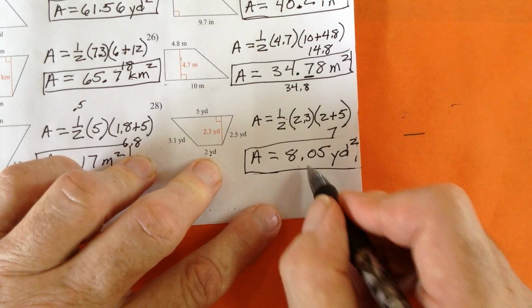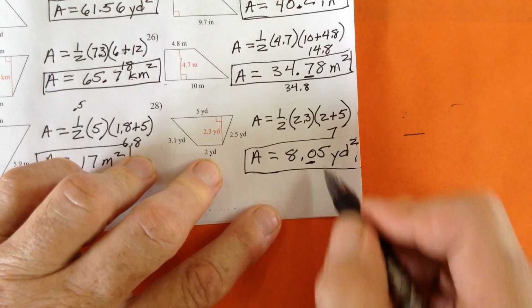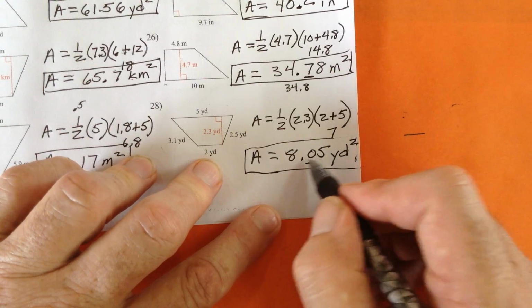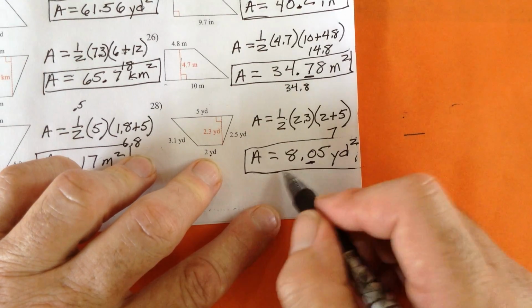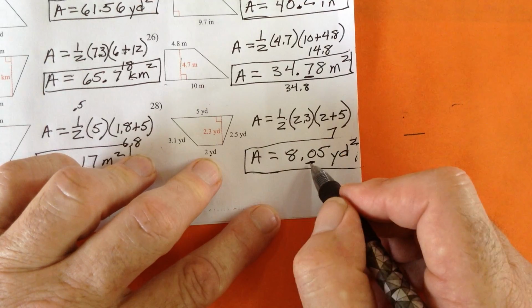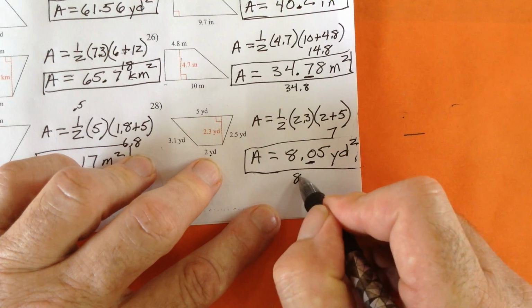And then rounding, if they told you to round to the tenths, if it's 5 or greater, you'll round up. If it's 4 or less, you will round down. So if they told you to round to the nearest tenths place, it would be 8.1.